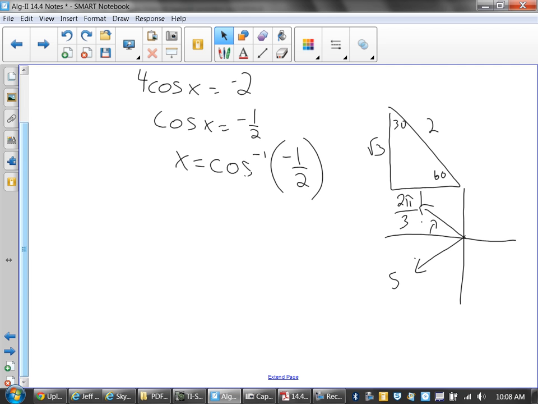So we add pi. Wait a second. If this is 3 pi over 3, if I add a pi over 3, wouldn't that be 4 pi over 3? So my two angles then, because the reference angle is at pi over 3. So you move it above and you move it below.